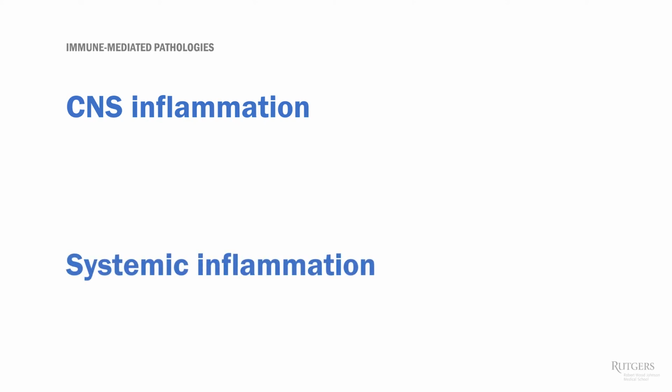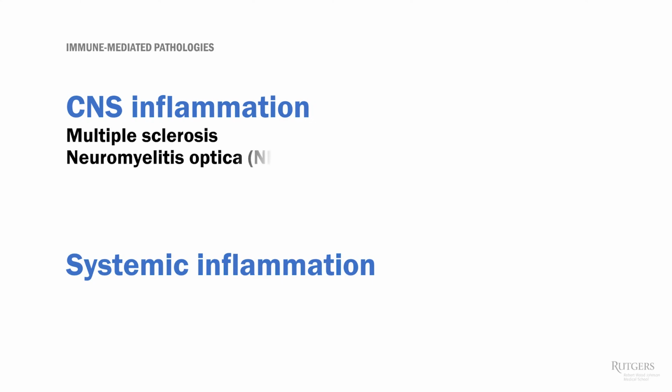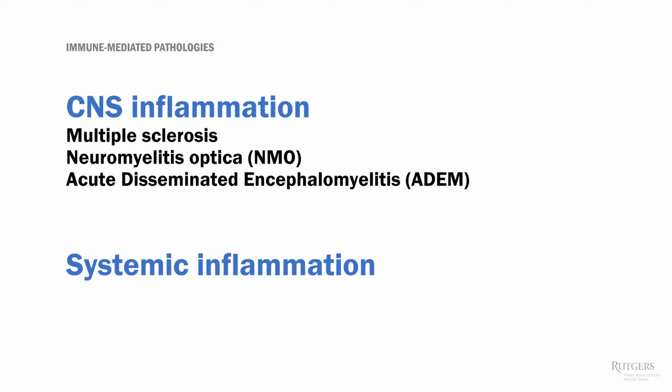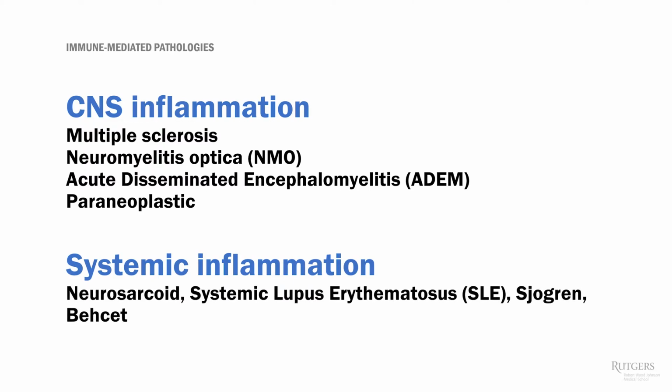Inflammation can be limited to the CNS or be a side effect of systemic inflammation. Diseases that affect the CNS include multiple sclerosis, neuromyelitis optica, or NMO, acute disseminated encephalomyelitis, or ADEM, and paraneoplastic syndrome, rare disorders triggered by deranged immune response to malignant cancer. Disorders that cause systemic inflammation include sarcoidosis or neurosarcoidosis, lupus, Sjogren's syndrome, and Behçet's disease.